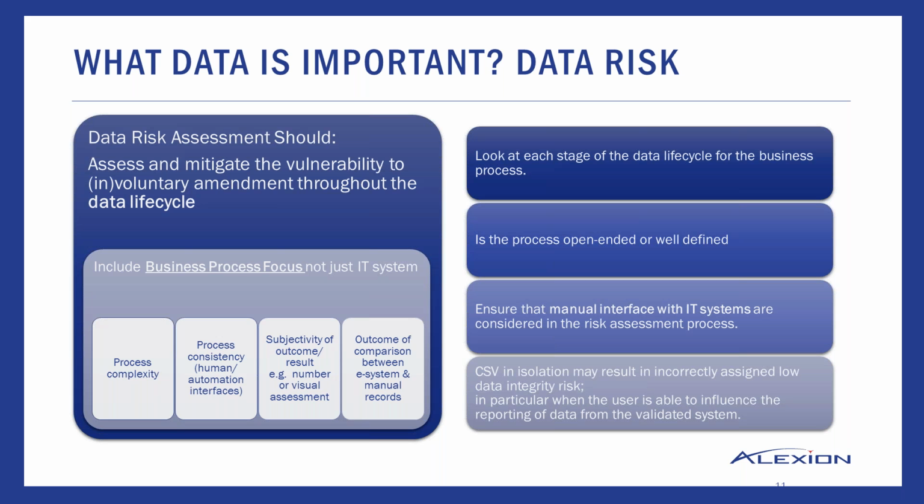And consideration for, is the process open-ended or well-defined? Does it come to a point, or is there some interpretation? And ensuring that manual interfaces with systems are considered within this process. Computerized system validation in isolation may result in an incorrectly assigned low data integrity risk, and really in particular where the user is able to influence the reporting of data from the validated system. So that would be doing a test 5 times and just printing out the 5th result, that kind of aspect.